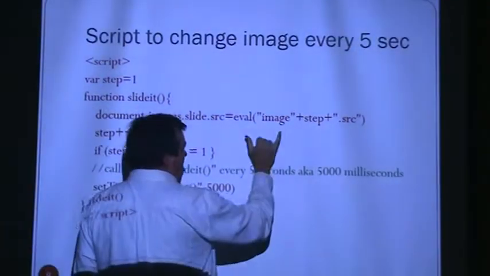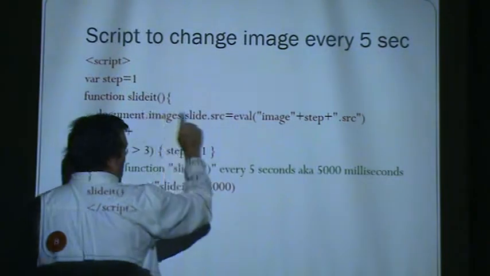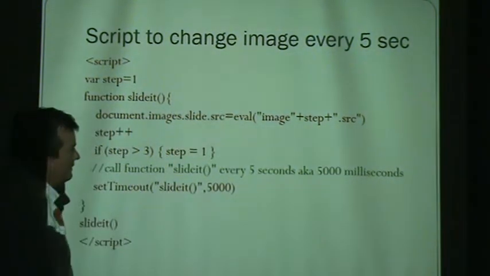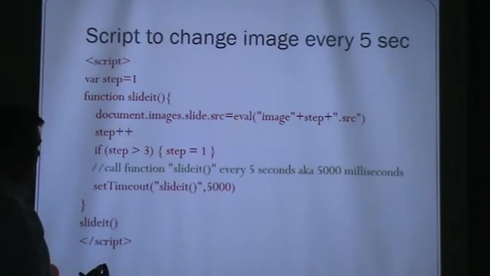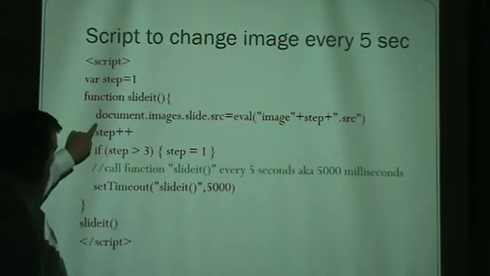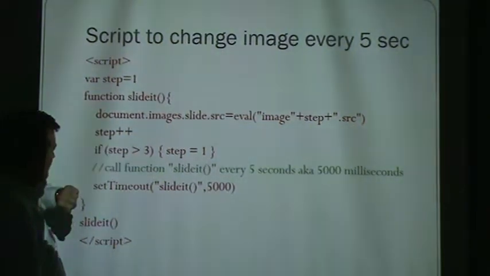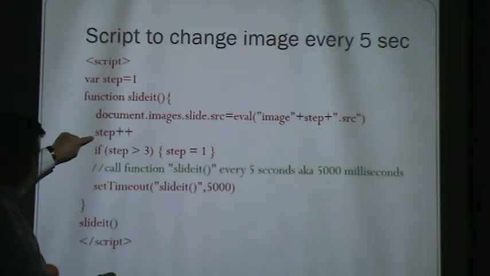We want it to become image, the step, which would be 1, image1.src. So we would like that to be the source. And then we take step and we add 1 to it. So step plus plus, that means step equals step plus 1. So now step would become 2.